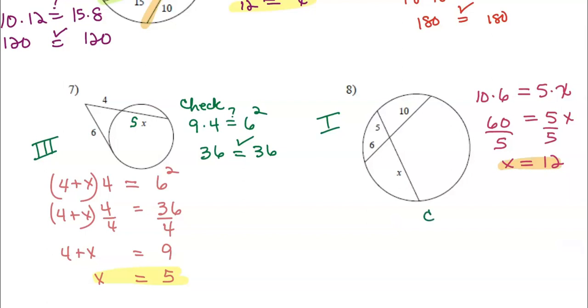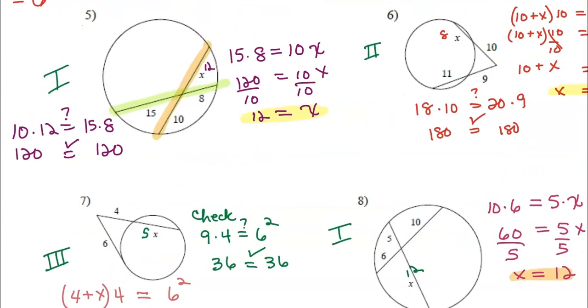So here's our check. Plug in the 12 here, and the theorem tells us that the product of the chord pieces must equal each other. 5 times 12 is 60, and 6 times 10 is also 60, so that works. So our check also worked.